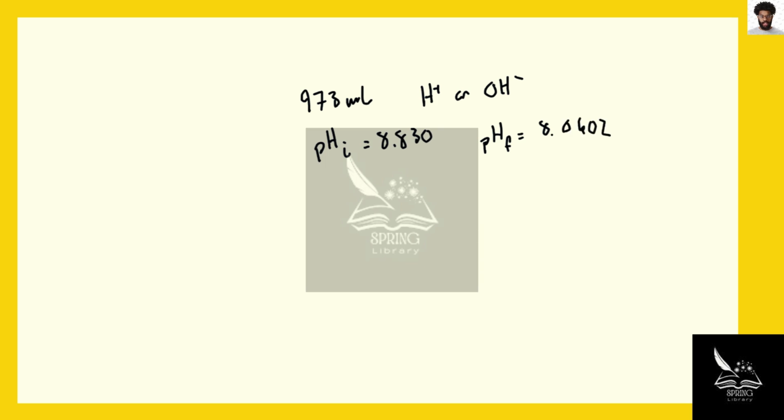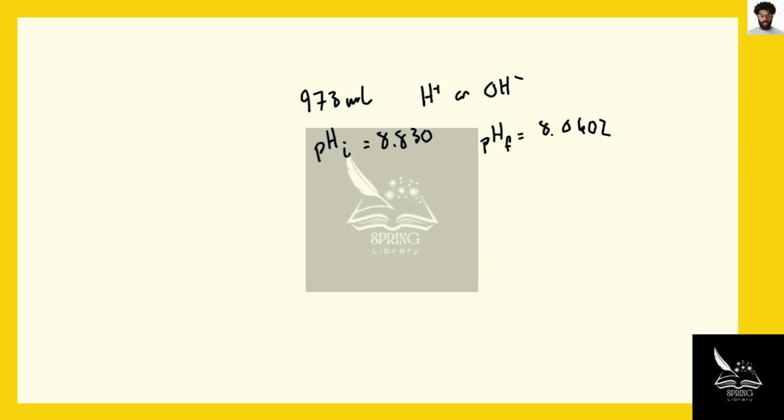Okay, so we have a solution, 973 milliliters, strong base, and we need to know how much H plus or OH minus we must add to take the pH from, we'll call it pH initial, 8.830, to our final pH, I'll call it pH final, equals 8.0602. And then first, let's decide, do we need to add H plus or OH minus?